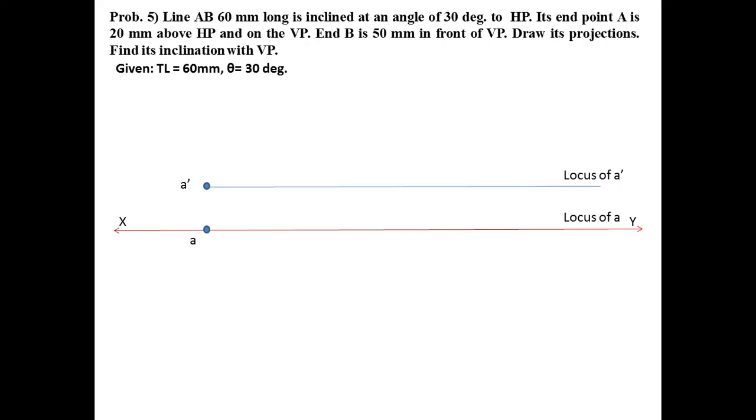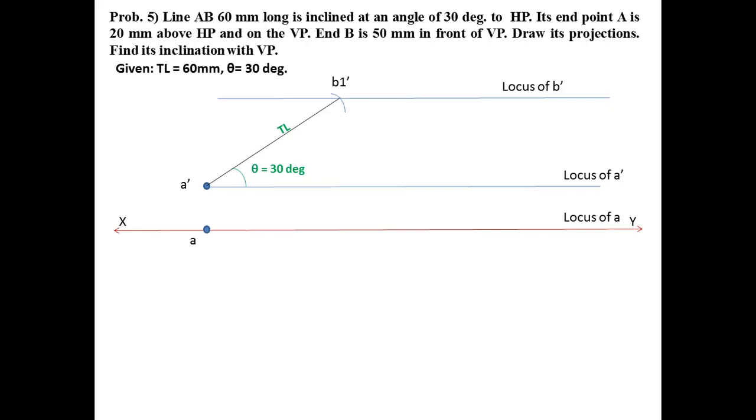Now we'll first complete the front view with the given data. Draw a line at an angle of 30 degree. Set compass for 60 mm distance. Set compass on point A dash and draw an arc like this, which will represent the true length. Its end point is B1 dash. Now draw the horizontal locus through B1 dash, right here locus of B dash. Now we have completed the front view with the given data.